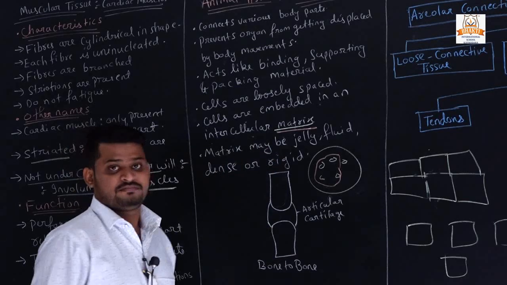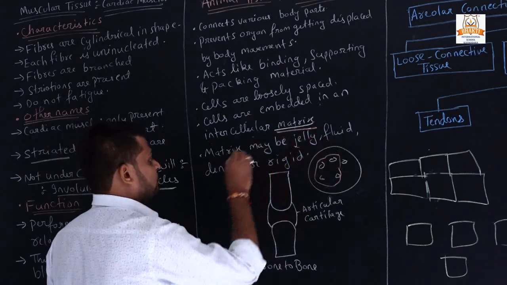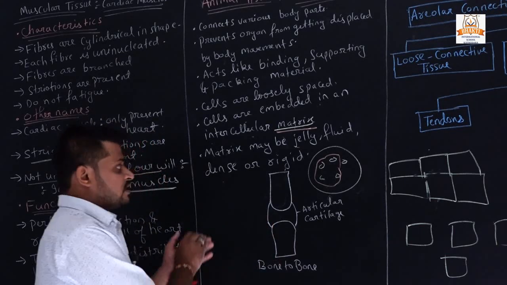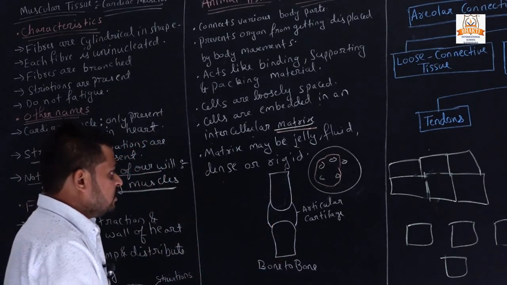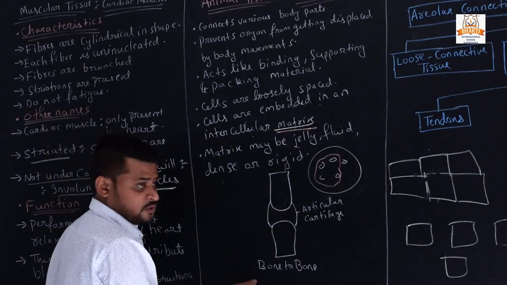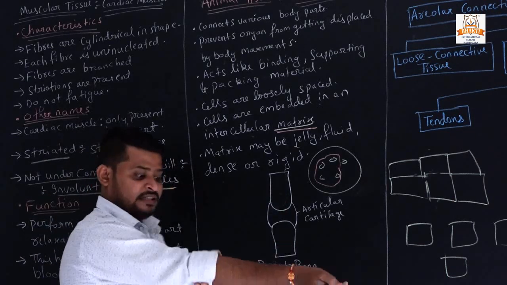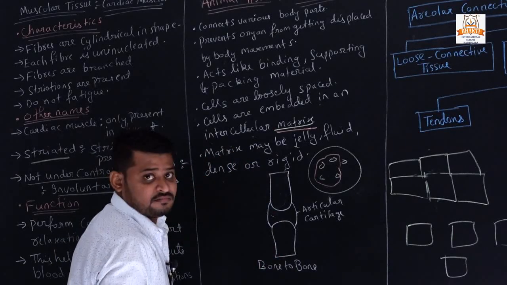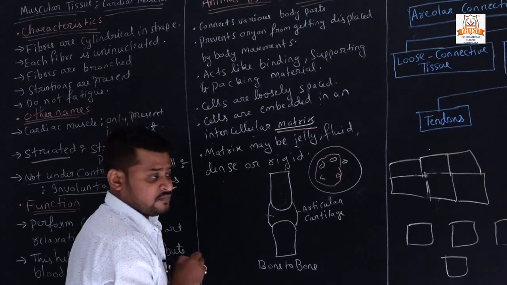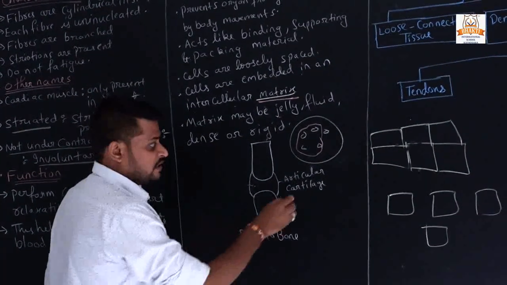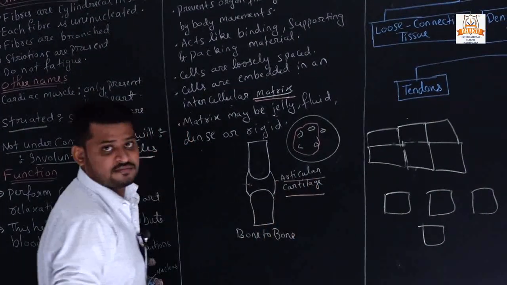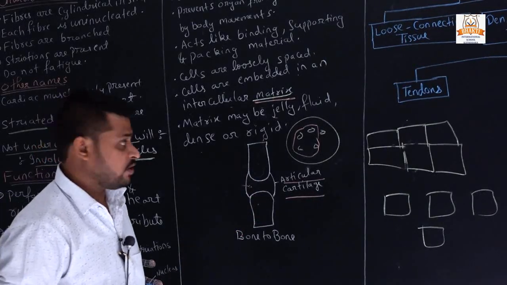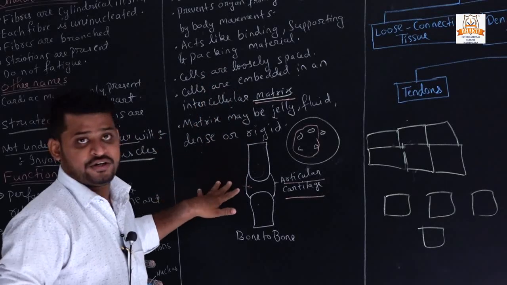Matrix may be jelly, fluid, dense or rigid in any cell. I told you, it can be in any manner. So this is a bone. When there are joinings of a bone, ligament is present as a jelly-like structure. Here cartilage is present, that is articular cartilage. So this is called a matrix. Okay, so this is our connective tissue.